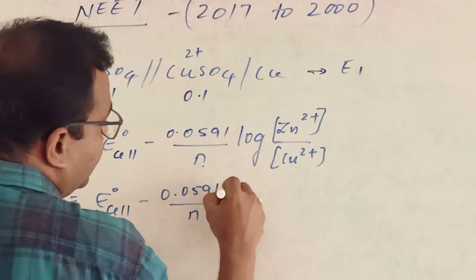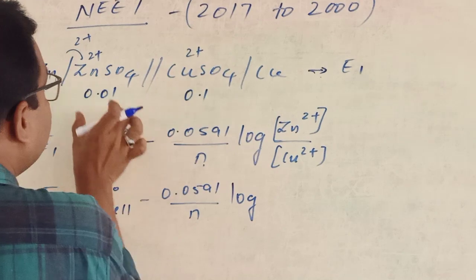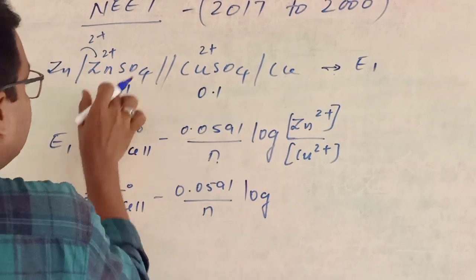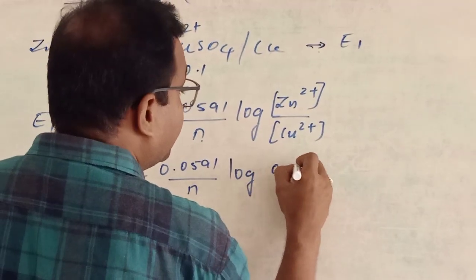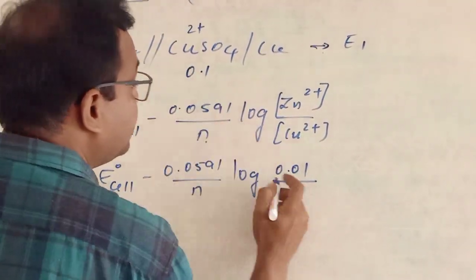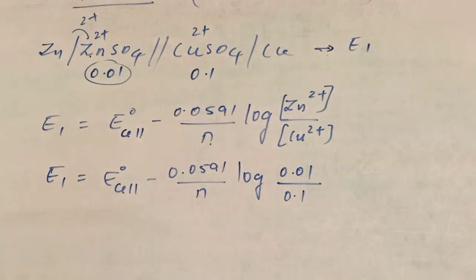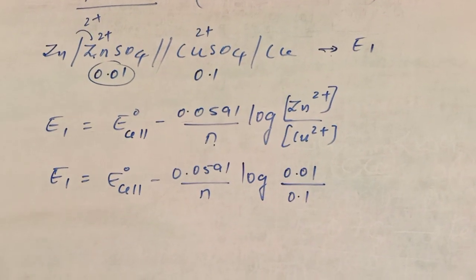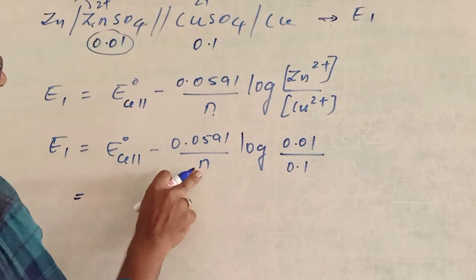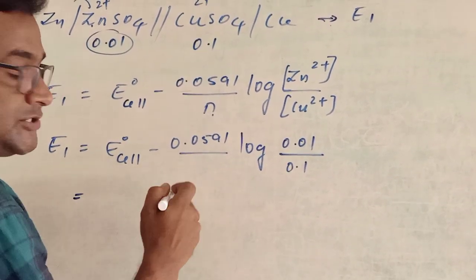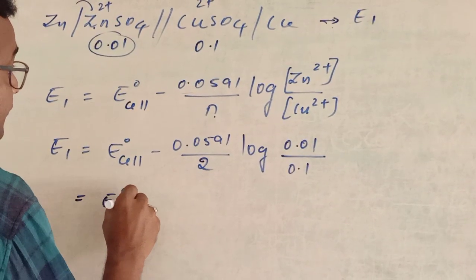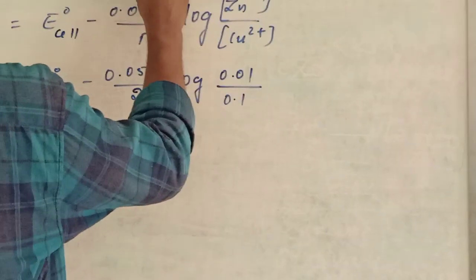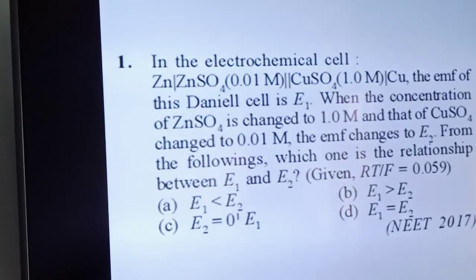So find the log of the molar concentration of this ion, that is zinc, which is 0.01 molar, divided by the molar concentration of this, which is 0.1 molar. Then comes the formula, so here you can substitute these values. Here I will change it something like this. Then E naught of cell, sorry, it is 1.0 molar. I'm sorry.